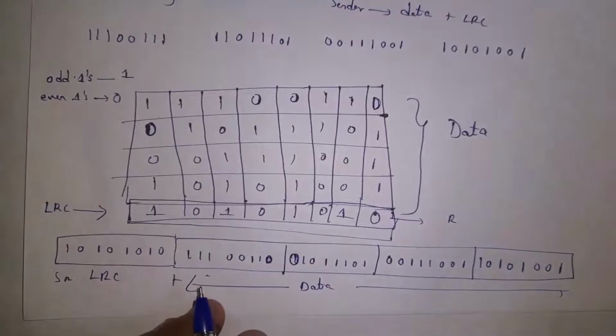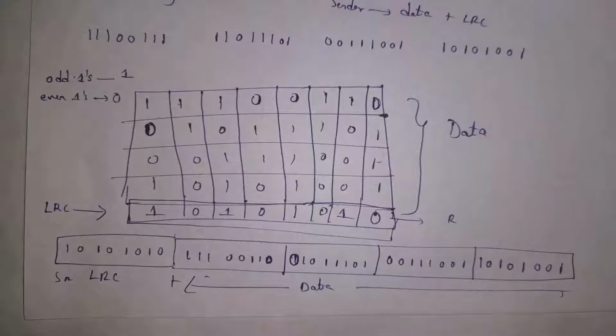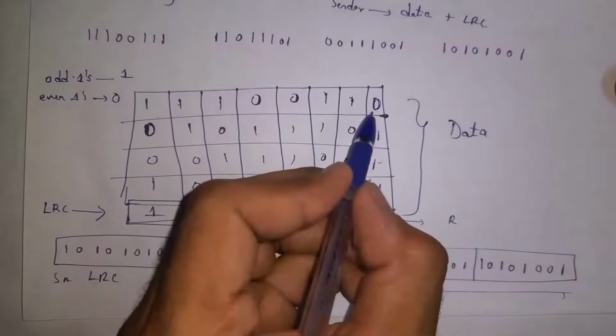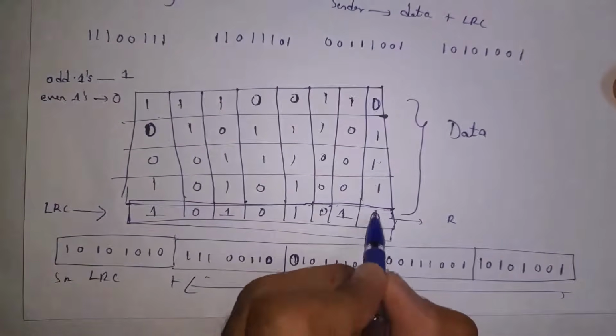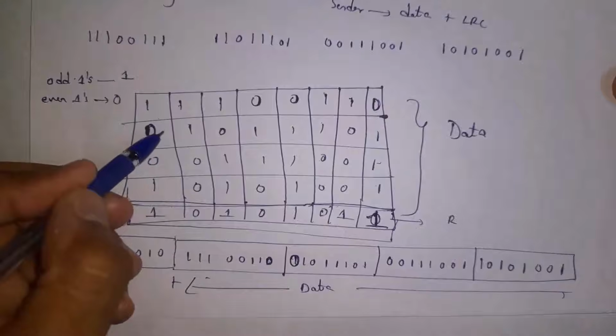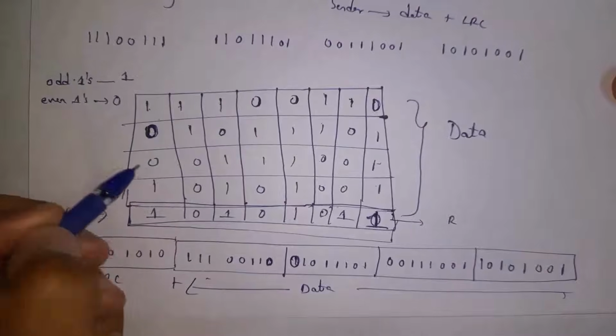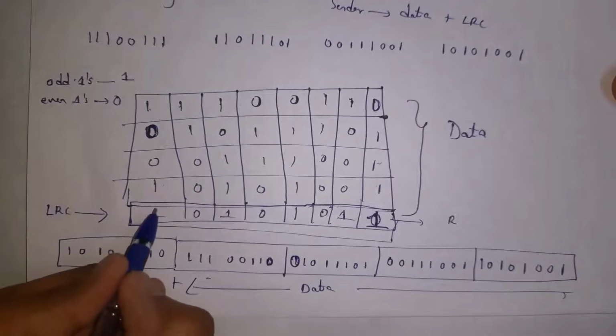Now on the receiver side, the receiver will calculate the LRC. Previously the data contained 4 ones, which is an even number. But as 1 is changed to 0, now the data contains an odd number of ones. So we'll include 1. And previously here there was an odd number of ones. But here the data got an error, that is, 1 is changed to 0. If you observe the count, there is an even number of ones. So 1 is changed to 0.